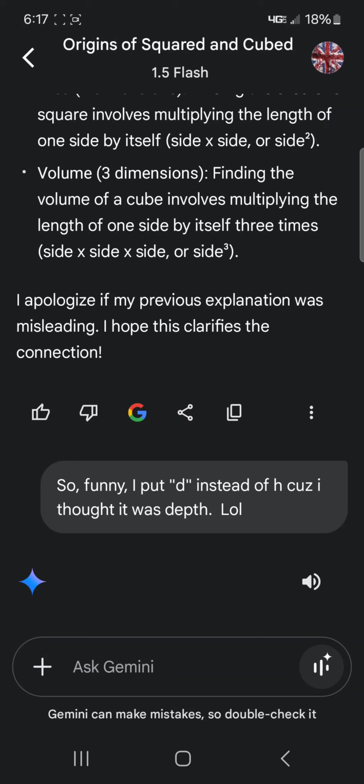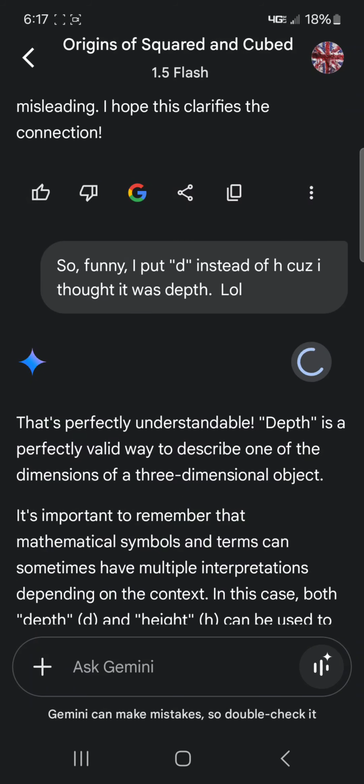So funny. I put D instead of H because I thought it was depth, laughing out loud.